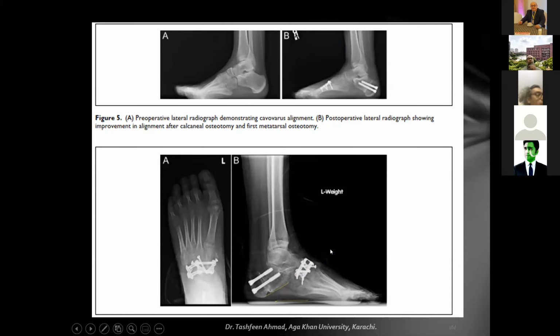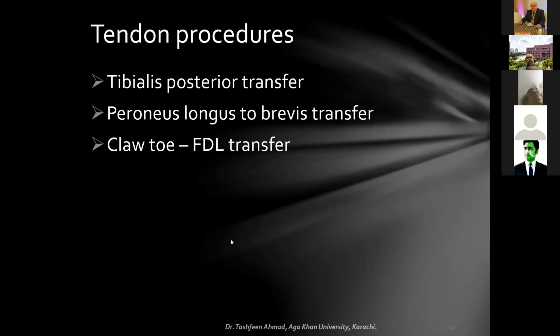Right. Then they have tendon procedures, such as tibialis posterior transfer, peroneus longus to brevis transfer, and some other transfers used for the claw toes, like FDL transfer. So tibialis posterior is a mainstay because it is one of the strong tendons in these patients. These patients, the ones with Charcot-Marie-Tooth, often have weakness of the peronei. So the peroneal tendons are overpowered by the inverting forces of the tibialis posterior. So this tibialis posterior is a deforming force.